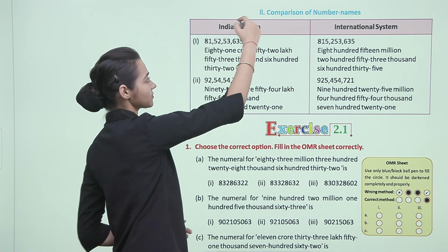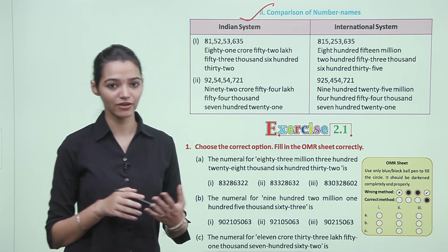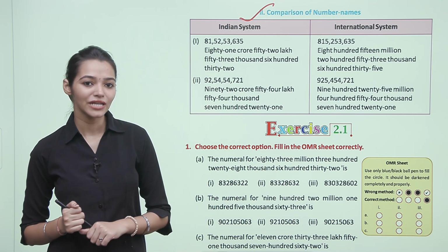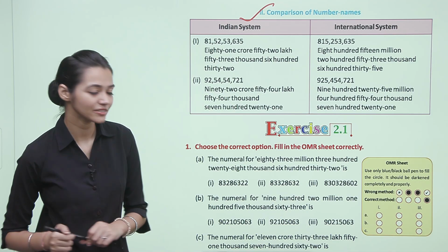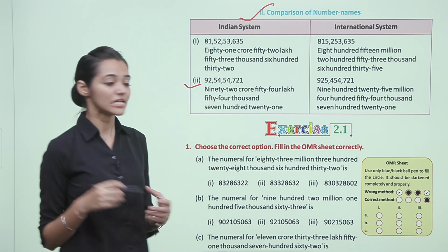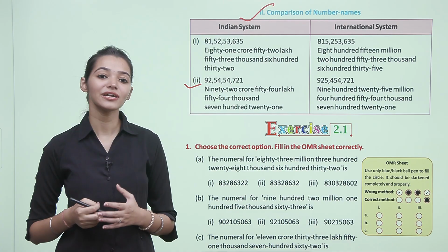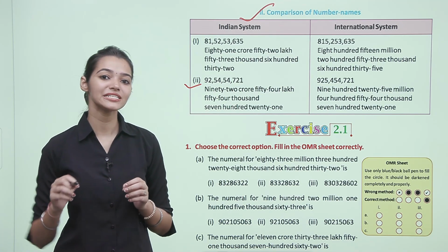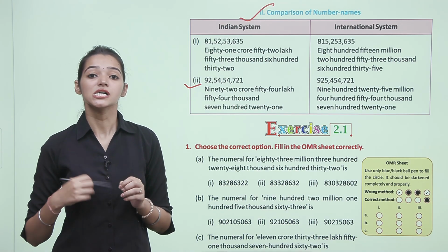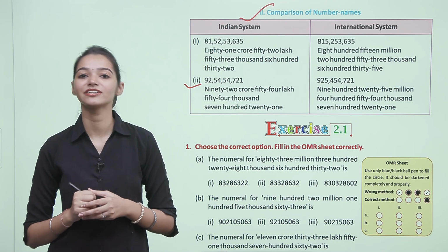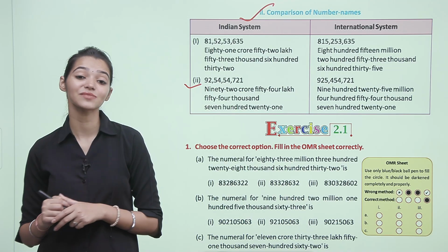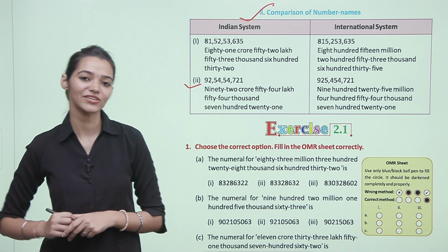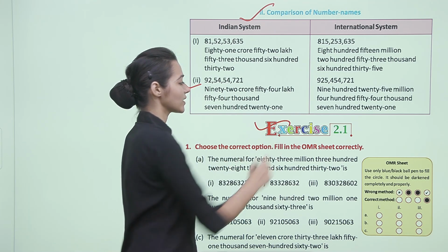Now let's look at the comparison of number names that we have done in the previous one. So it can be read as 81,52,53,632. Similarly, it can be read as 92,54,54,721. It can be read as 815,253,635 in international, and the next one in international system can be read as 925,454,721.